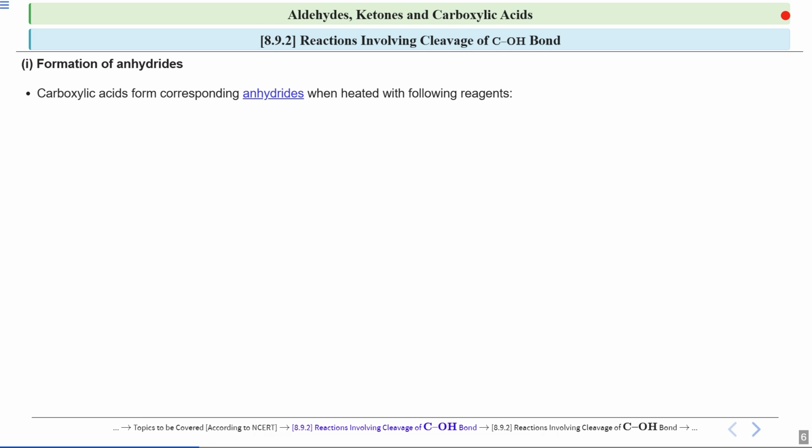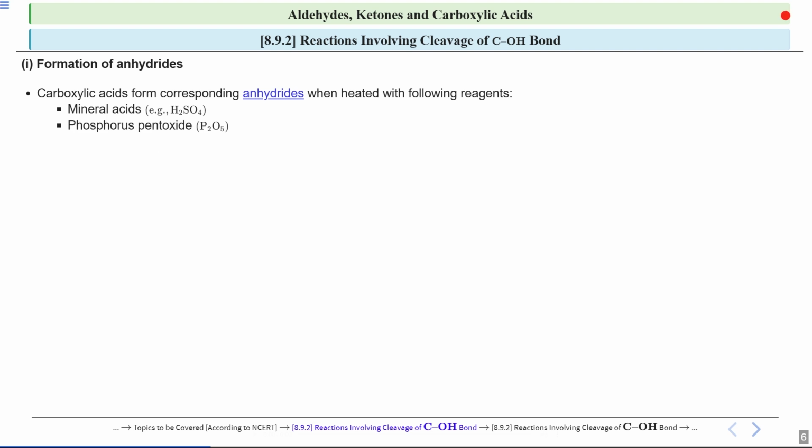First, we need to look at the reagents that are needed for the formation of anhydrides from carboxylic acids. Carboxylic acids can form anhydrides when they are heated with specific reagents. One of the reagents used is a mineral acid, that is H2SO4. H2SO4 helps in the dehydration process, which is crucial for forming the anhydrides. The role of this acid is to facilitate the removal of water.